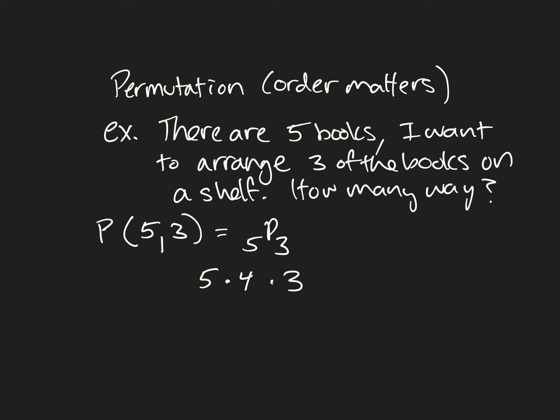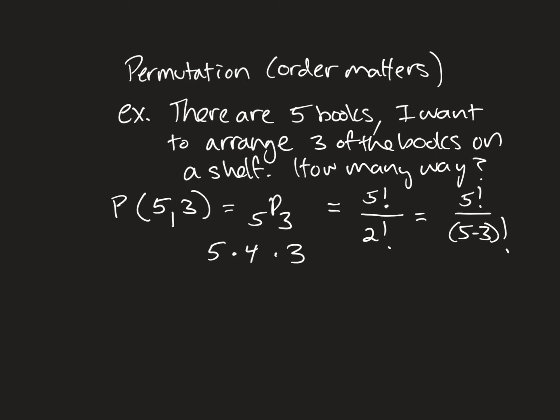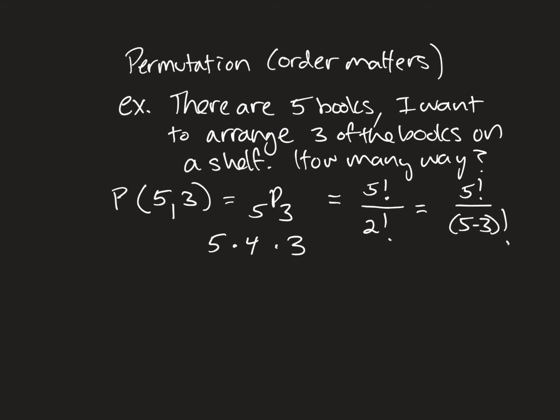Thinking about this in terms of a formula, it is related to factorial, except we've cut some of the factorial off. What we cut off would be 5 factorial, but we're missing the 2 and the 1, so we're dividing by 2 factorial. Another way to think about it, since it was 5P3, is 5 factorial over 5 minus 3 factorial, which is how we got that 2 factorial that we cut off. So in general, for a permutation where order matters, you could use the following formula.